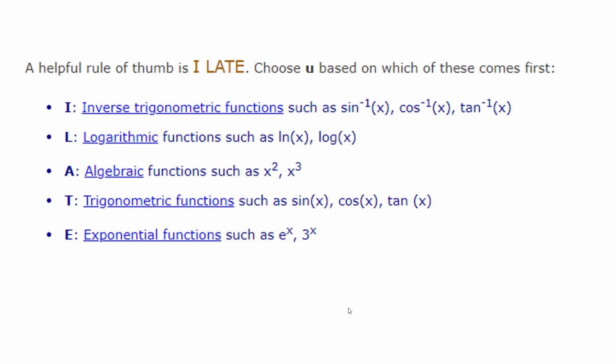All right, before we move on to the last part, there is a helpful rule of thumb. The acronym is ILATE, whatever you want to call it, on how to choose what to make u equal to. This is some pretty intense Calc 1, Calc 2 study aid. So ILATE: you first look for inverse trig functions.